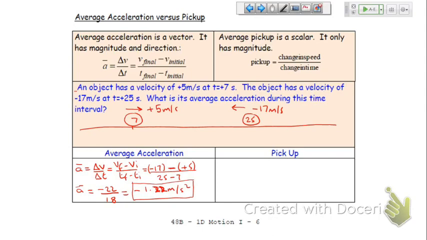Pick up is, well, pick up equals my change in speed over my change in time, which equals my speed final minus my speed initial over my change in time. I look at my speeds and I go, well, hold on. That's going to be 17 minus 5 over 18, which equals something like 12 over 18, which equals 0.66 meters per second squared. It doesn't really mean much, actually.